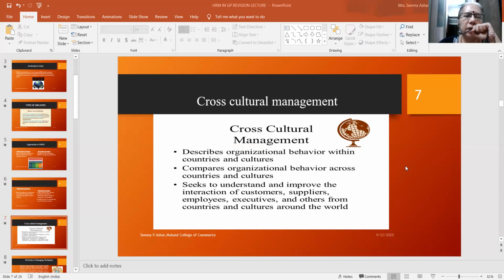It describes the organizational behavior within the countries and cultures. It compares the organizational behavior across the countries and cultures and tries to understand and improve the interaction of the customers, suppliers, employees, executives, and others from different countries and cultures around it.